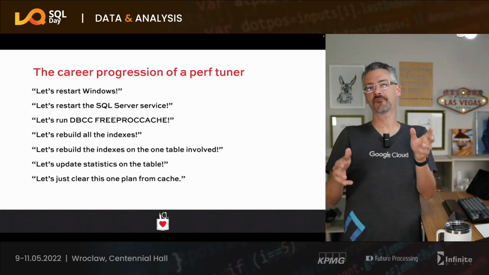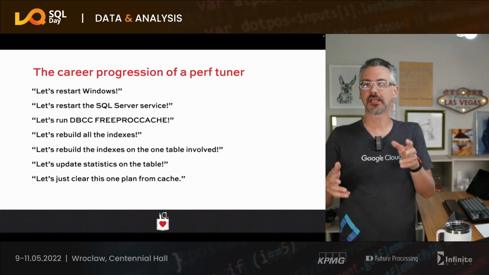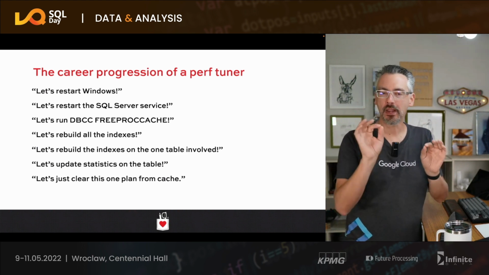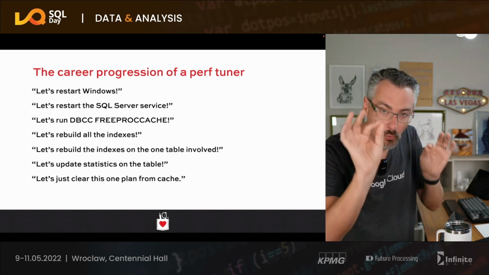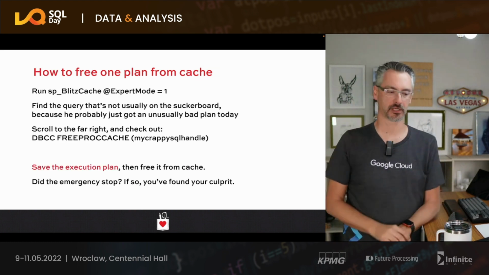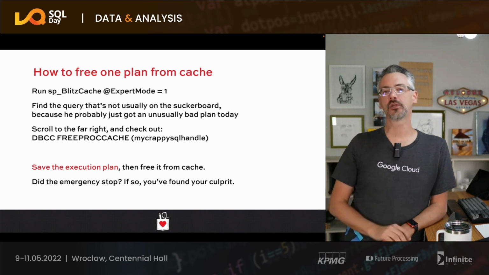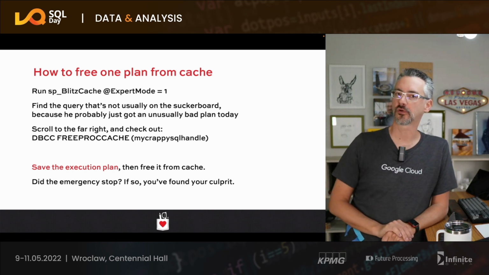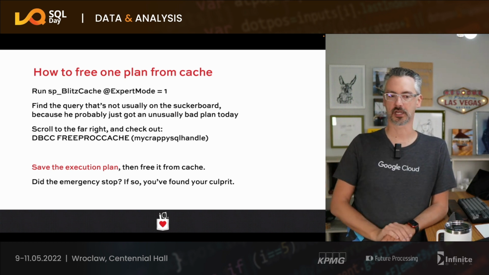And then when you have parameter sniffing issues, instead of breaking a bottle over SQL Server's head, why don't we just remove the one bad plan from cache? And here's how you do it. What you do is run sp_BlitzCache. sp_BlitzCache is an open source stored procedure. You can Google and get it out of the First Responder Kit. It's out there on GitHub.